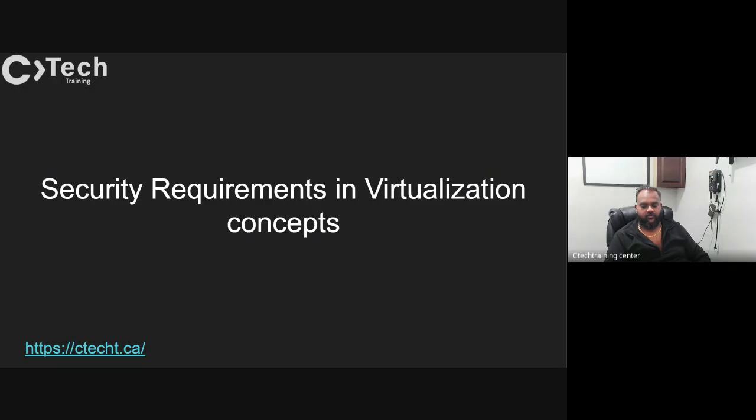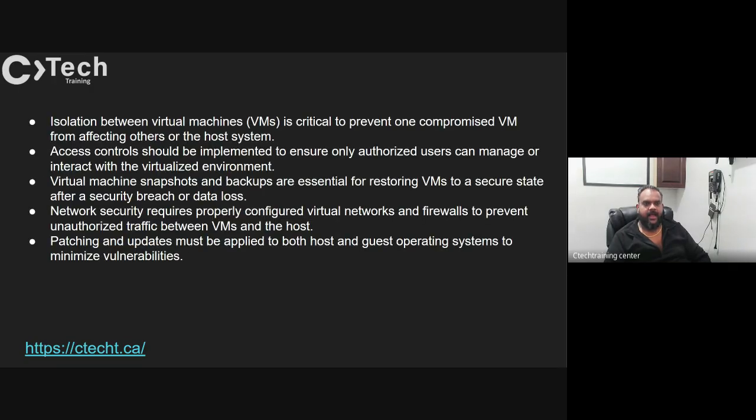Security requirements in a virtual environment. Isolation between virtual machines (VMs) is critical to prevent one compromised virtual machine from affecting others on the host system. And we'll look at what a host system is just down the road. Access controls should be implemented to ensure only authorized users can manage or interact with virtualized environments.